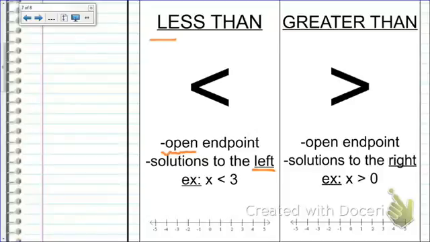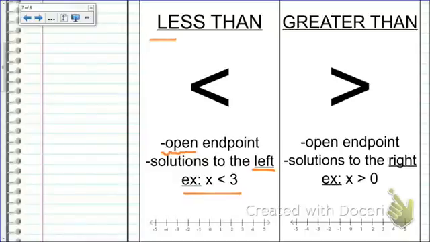So when I'm saying, for example, that x is less than 3, that means that I can get really close to 3, but I can't actually be equal to 3. Okay? And then any of the numbers that are less than 3, I can use. So if I'm saying x is less than 3, can x be 2.9999999? Yeah, it just can't be 3.